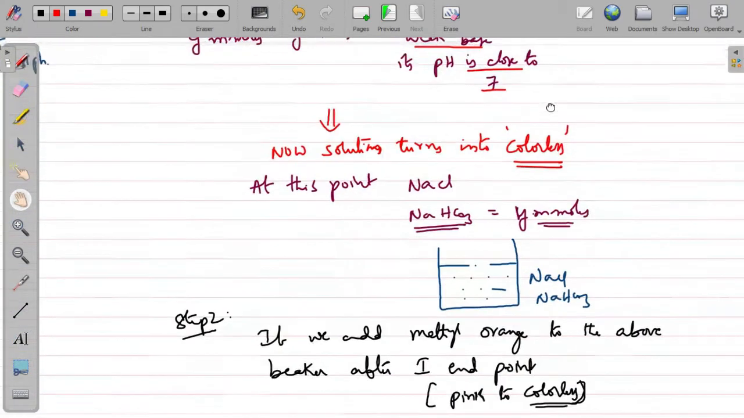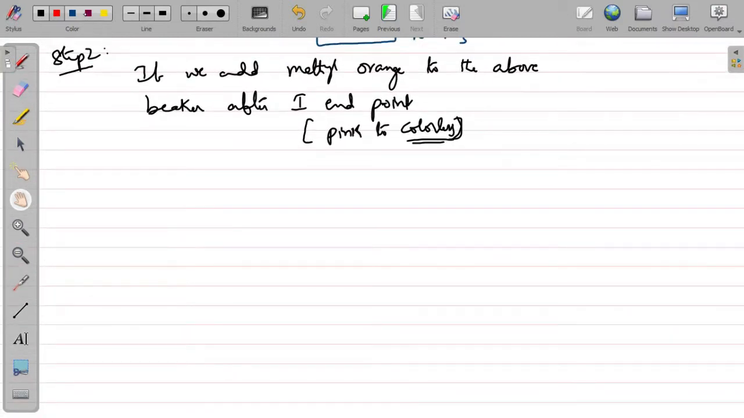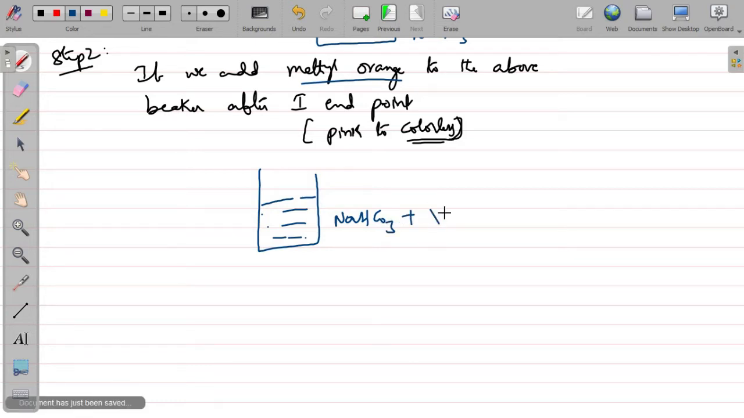So now, when you add methyl orange into the above beaker after the first end point, what is the color of the solution? I have not taken NaCl into consideration because that is just a neutral compound. It does not participate in any further reactions. That's why I have not taken it into consideration, or we can write it here also, it does not matter. Here, methyl orange treats this compound as a base and gives yellow color. Now the solution is yellow.